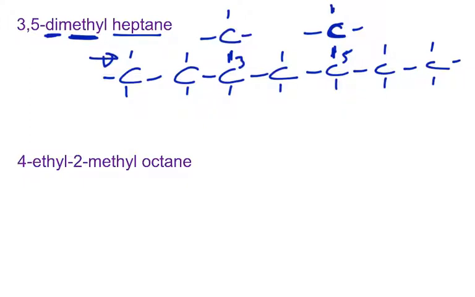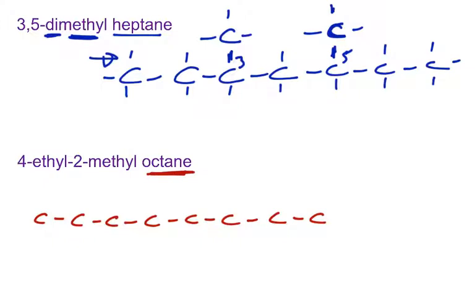Now, 4-ethyl, 2-methyl octane. We have octane, so we're going to go 1, 2, 3, 4, 5, 6, 7, 8. That's our octane. That's our parent chain, our tree trunk. We have branches with the yl endings. We have 2-methyl and 4-ethyl. We know from experience that methyl is only 1 carbon hanging on the side, and ethyl represents 2 carbons hanging off the side, so we put 2 carbons over here, and basically that's it. We write our hydrogens in.